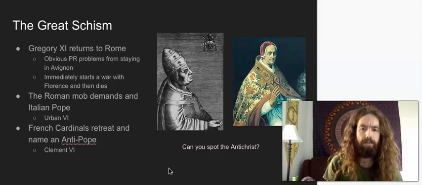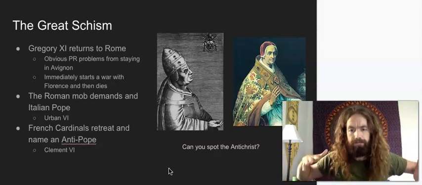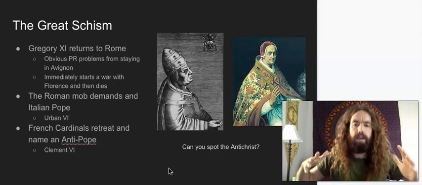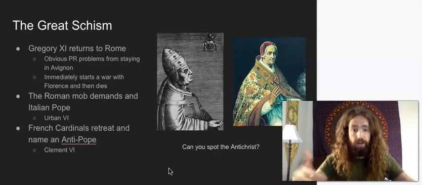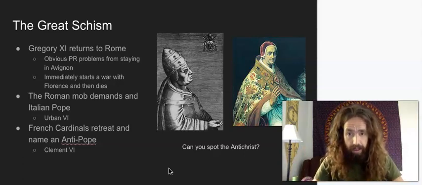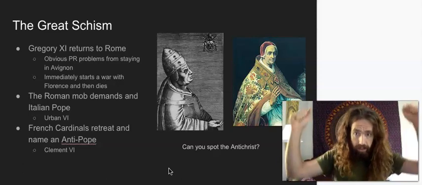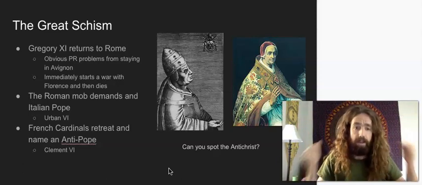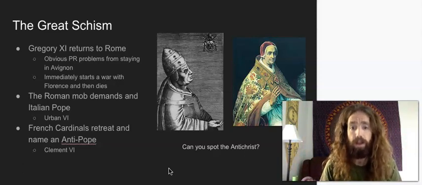So the Pope and all his cardinals are now in Rome, and they are surrounded. A mob of angry Italians surrounds the papal palace in the Vatican, and they start chanting for an Italian. And they basically say either we're getting an Italian pope or you're all dead.